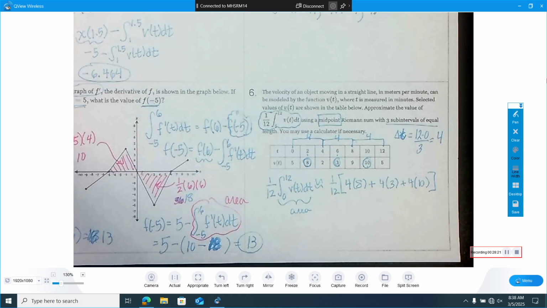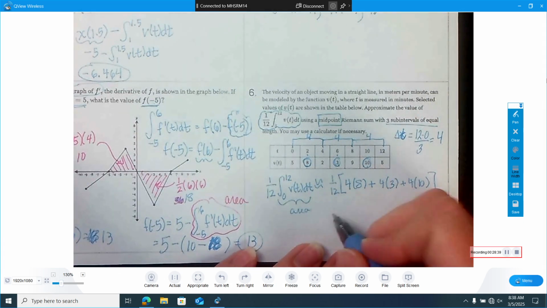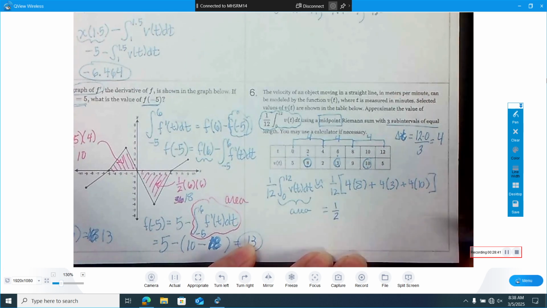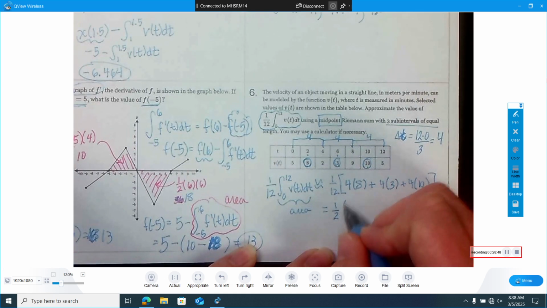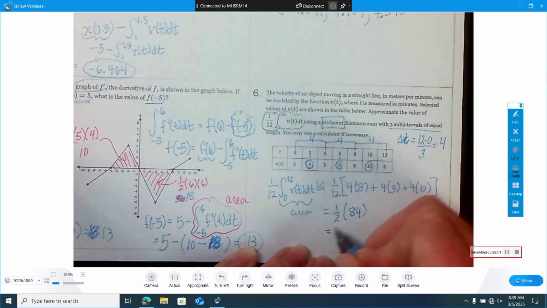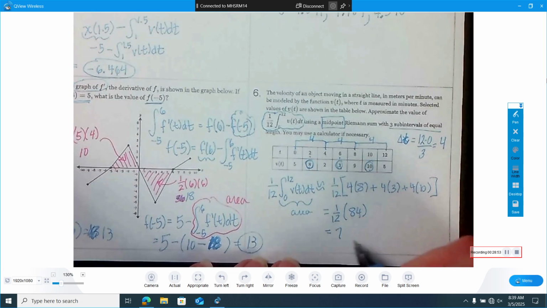And again, on an AP test, if you needed to draw a little graph, connect it with little straight lines, and then you can draw your boxes. You know what it should look like if you're having trouble figuring out, in the heat of the moment, what exactly you need to do. Draw a picture. When in doubt, graph it out. That's what I always say. This is 32 plus 12 plus 40, which is 84, and then 1/12 of that is 7.